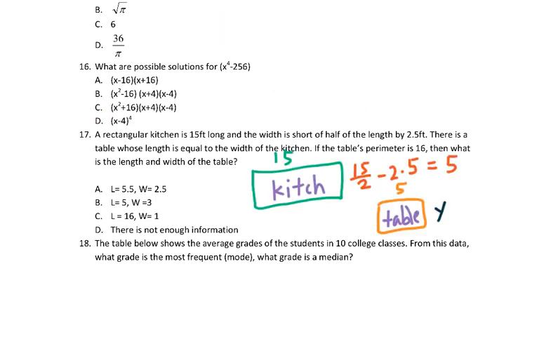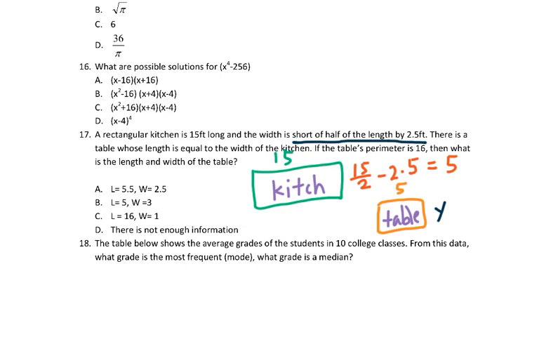Look at number 17. Suppose this is a kitchen. Then we know the length is 15 feet. The width is short of half of the length by 2.5 feet. That means we use 15 divided by 2 minus 2.5, and get 5.